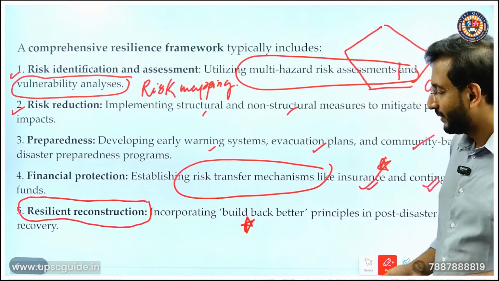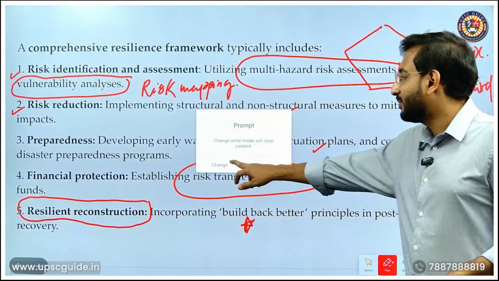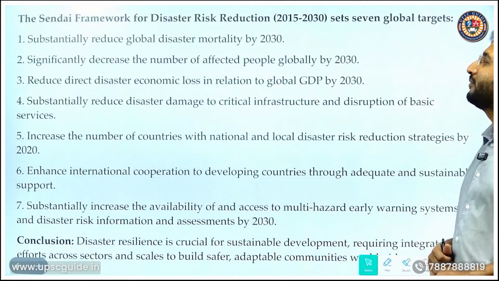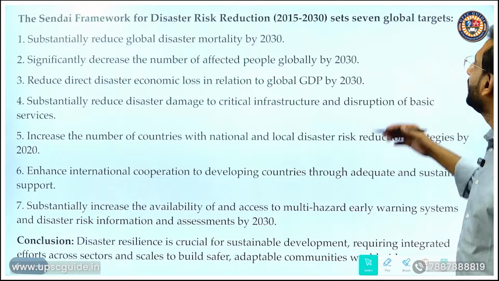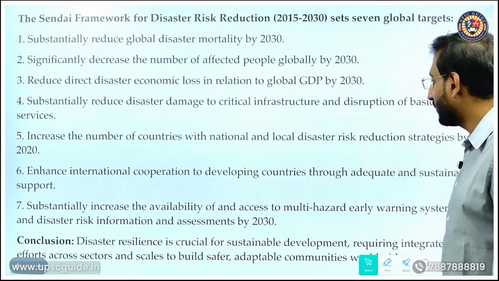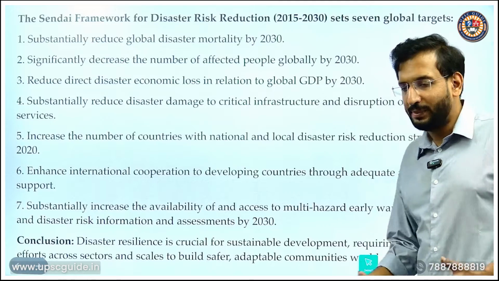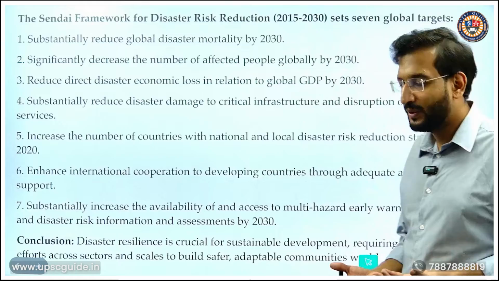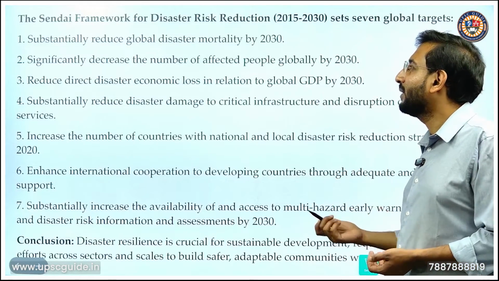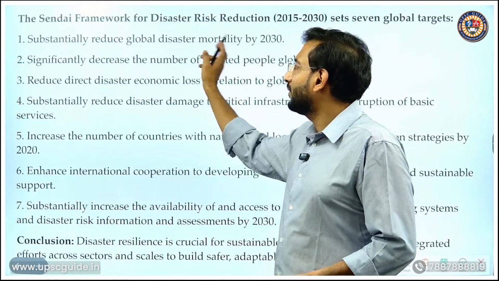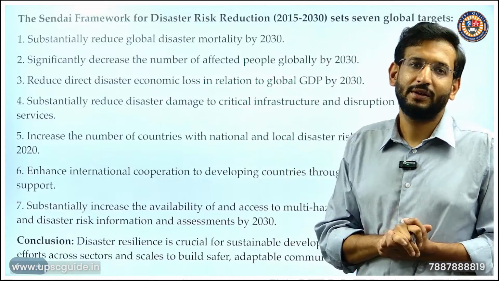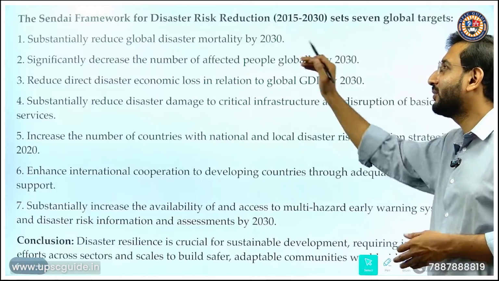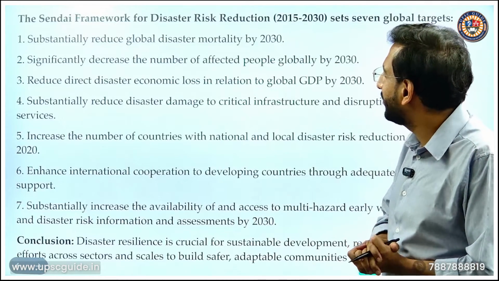Now the last part, that is the Sendai Framework for Disaster Risk Reduction, sets up the 7 global goals. If you apply your common sense or common knowledge, what can they be? The 7 parameters. Roughly, what could it be? First of all, the mortality rate. What is most important? Human life is most important. Therefore, it talks about reducing the global disaster mortality.